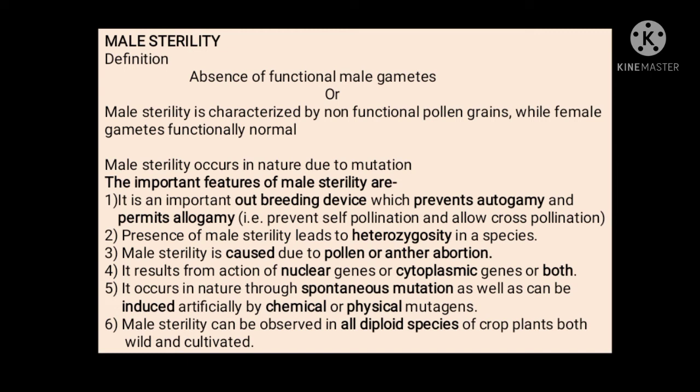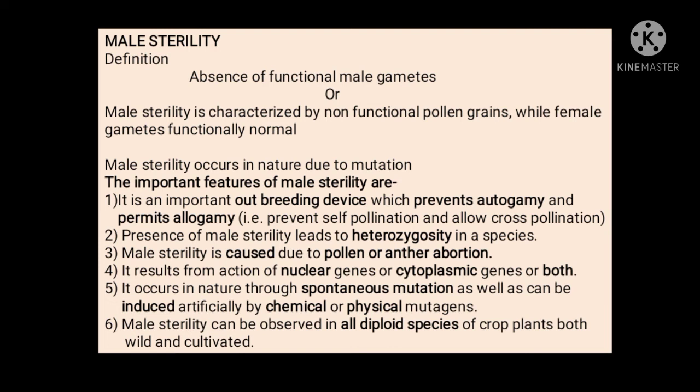The third important feature is that male sterility is caused due to pollen or anther abortion. It results from the action of nuclear genes or cytoplasmic genes or both. It occurs in nature through spontaneous mutation and can also be induced artificially by chemical or physical mutagens. Male sterility can be observed in all diploid species of crop plants, both wild as well as cultivated.